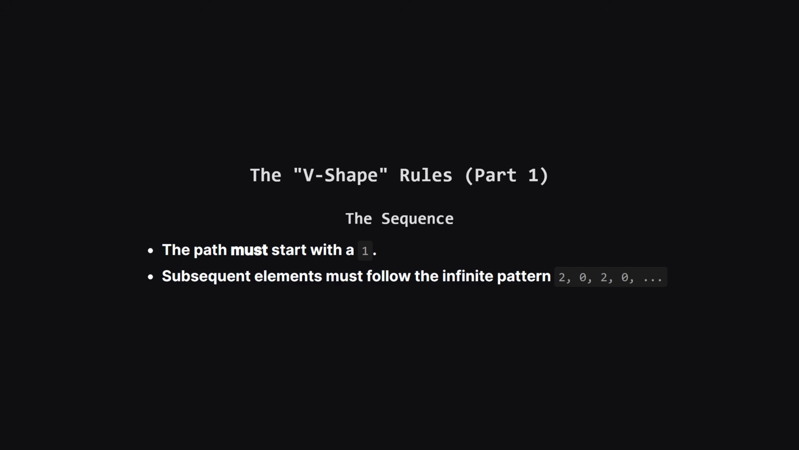First, let's talk about the numbers in the path. Any valid V-shape has to start on a cell that contains the number 1. From there, every next step in the path must follow a strict sequence. The cell after the 1 must be a 2. The cell after that must be a 0, then a 2, then a 0, and so on. If we ever land on a number that breaks this pattern, the path ends right there.